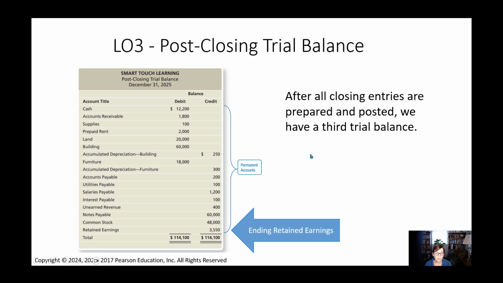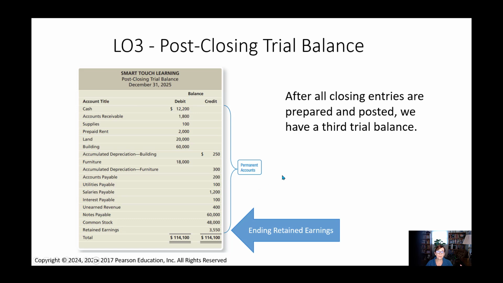All right, so as promised, we're going to have another trial balance, a post-closing trial balance. So after all of the closing entries are prepared and posted, we're going to prepare a third trial balance. It looks very much like the other trial balances. This one's called post-closing. So we had, remember, unadjusted, adjusted, now we have post-closing. The only things left here are our permanent accounts.